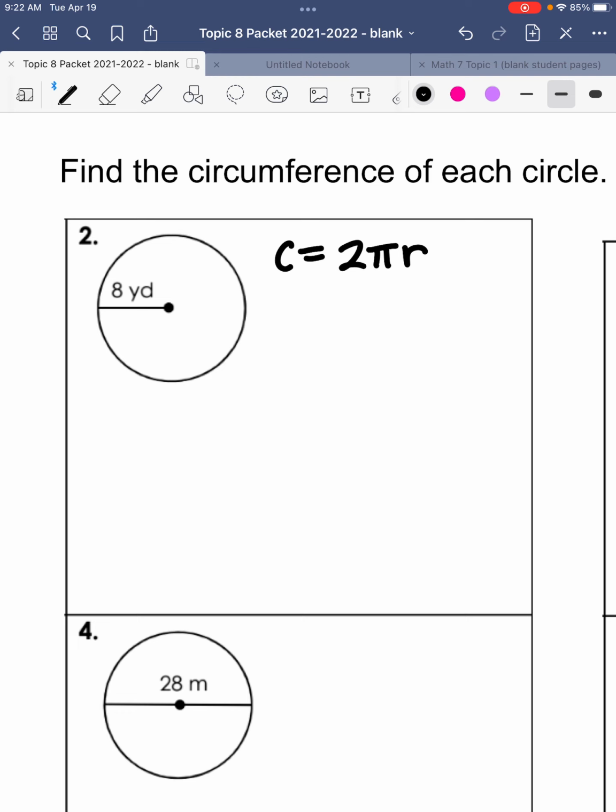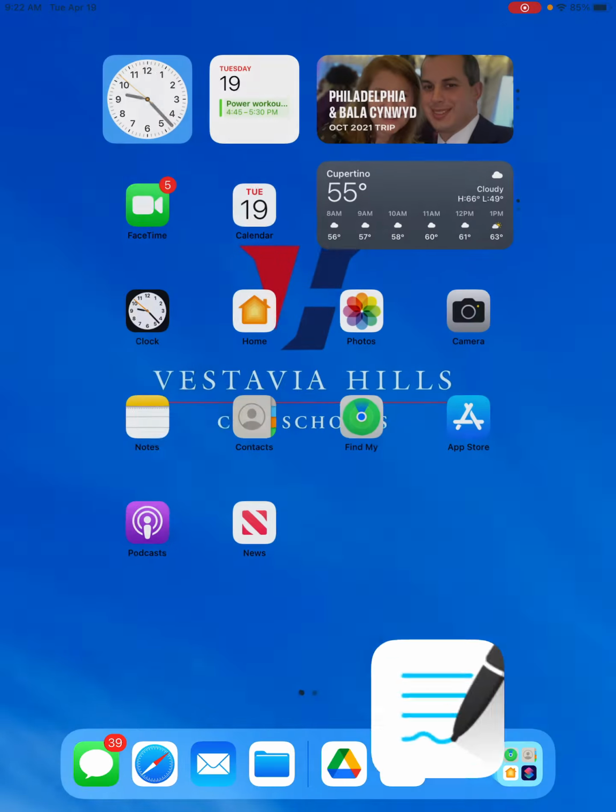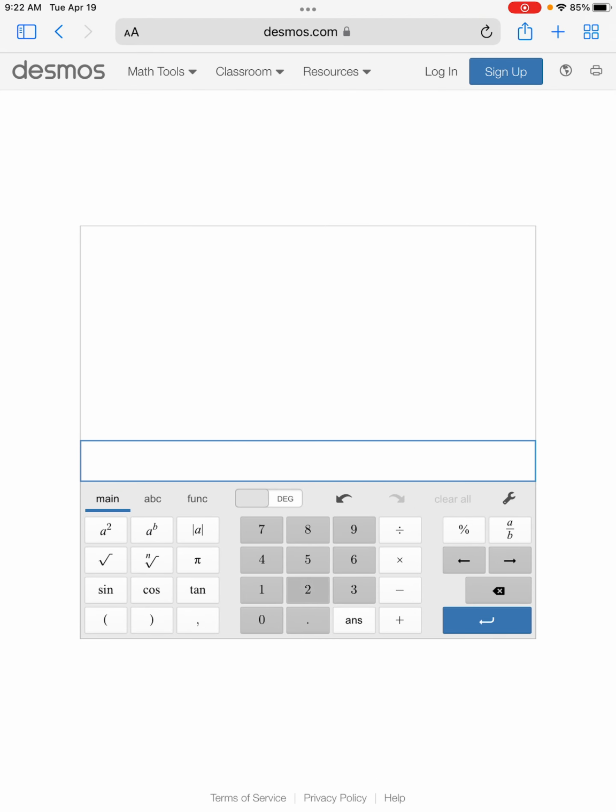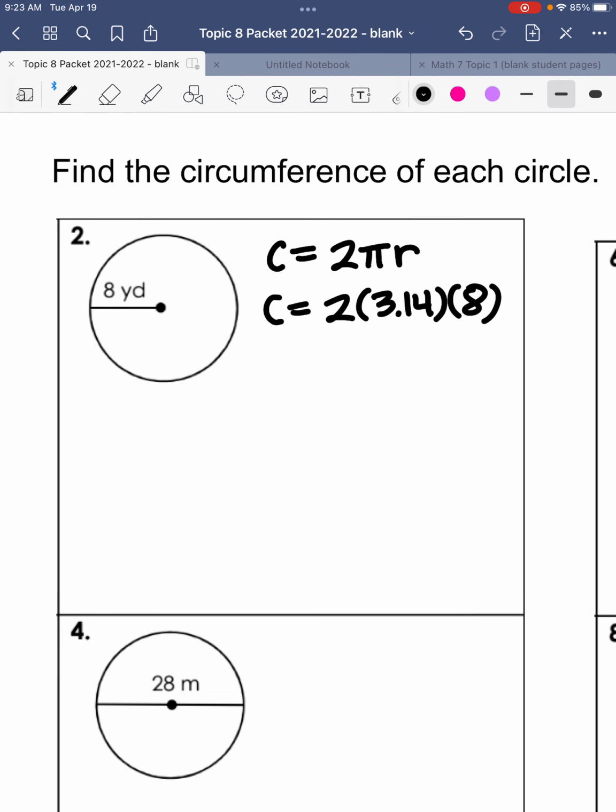So we are given a radius here. We know our radius is 8. So we have C equals 2 times 3.14 for pi times the radius of 8. And I'm just going to type that into my calculator. So let's go to our Desmos calculator. 2 times 3.14 times the radius of 8, and I get 50.24. So the circumference is 50.24, and I keep my unit yards.